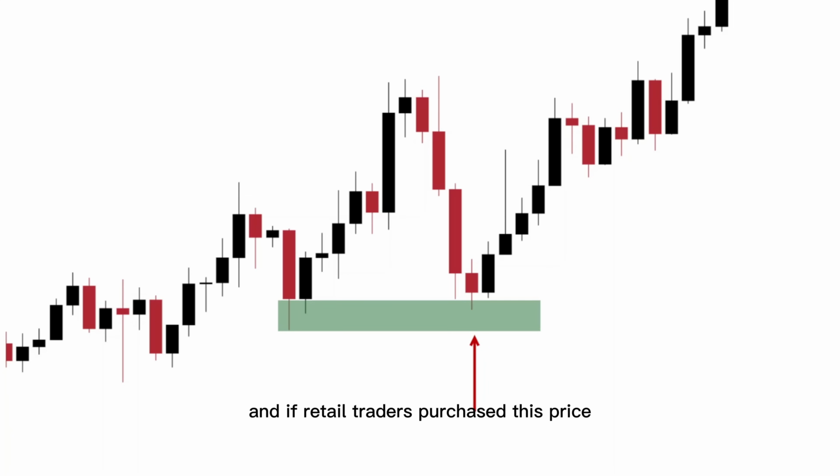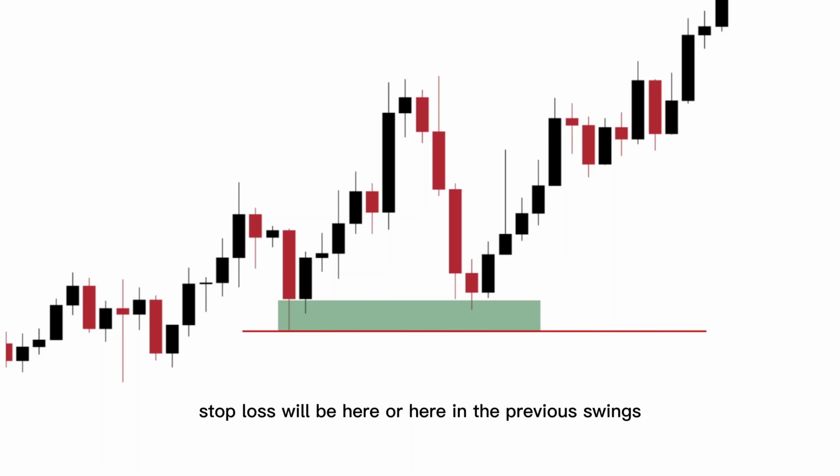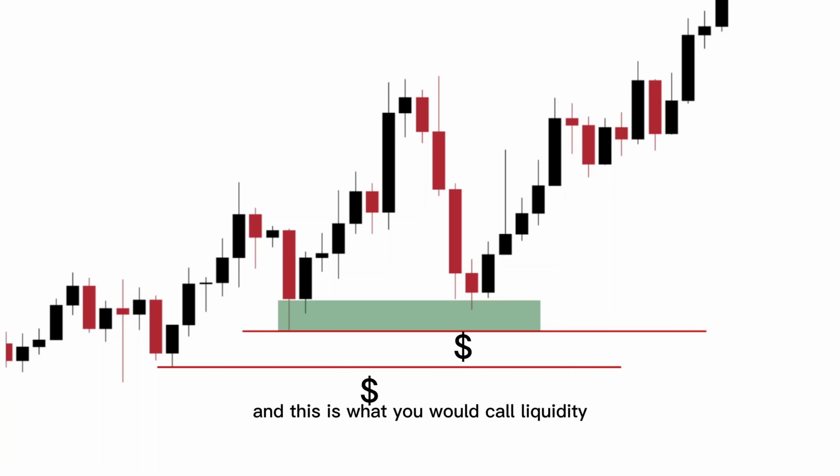And if retail traders purchased this price alongside the institutions, where would the stop losses be? Stop loss would be here or here in the previous swings. And this is what you would call liquidity. And these areas will be eventually attacked by price to absorb the stop losses.